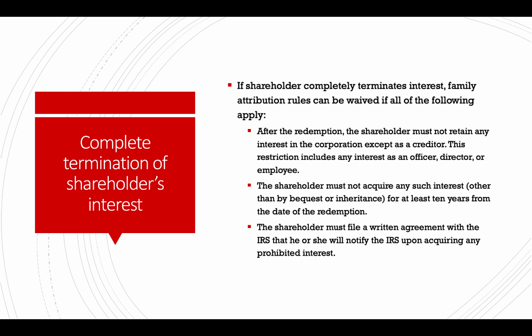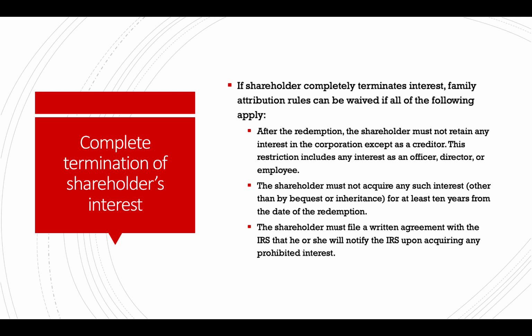Another way that I could treat this as a sale is a complete termination of shareholder's interest. So if I completely sell everything off, family attribution rules can be waived if all the following apply. So I've sold everything, but remember, attribution would make me constructively own something I don't actually own. So if I'm trying to totally sell out of all my interest and treat this as a redemption, I completely terminate my entire interest. Family attribution rules can be waived if all of the following apply.